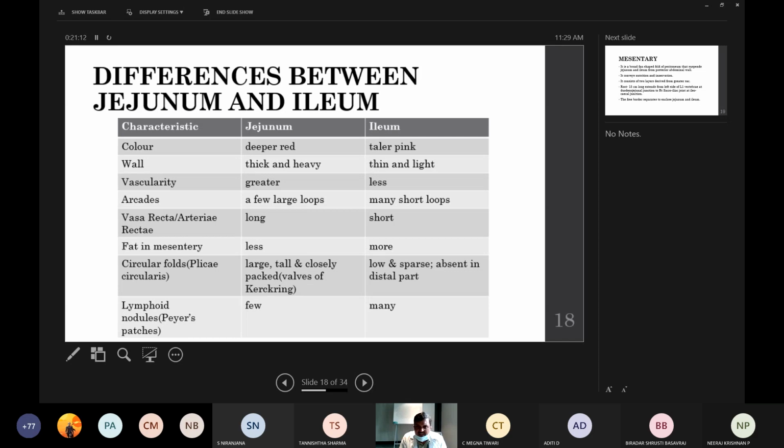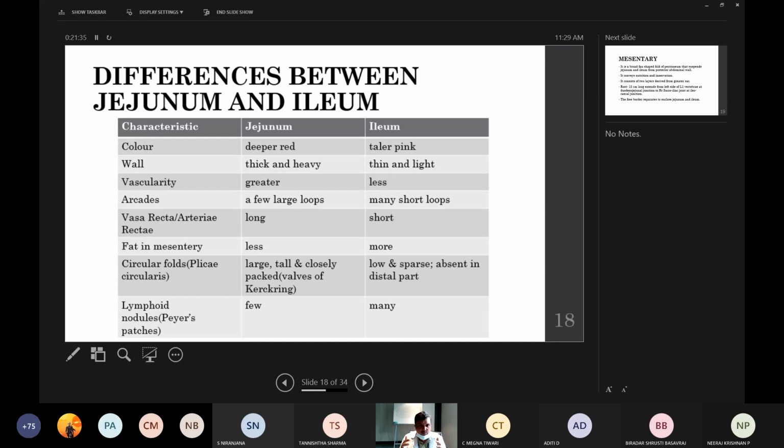The wall of the ileum is thin and light. Vascularity: the jejunum has a rich blood supply, whereas the ileum has a lesser blood supply. There are arcades, which are nothing but loops of blood vessels. The main arteries reach the intestine and divide into branches. These branches anastomose and form the arcade.